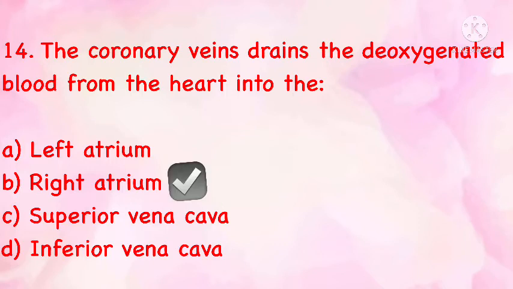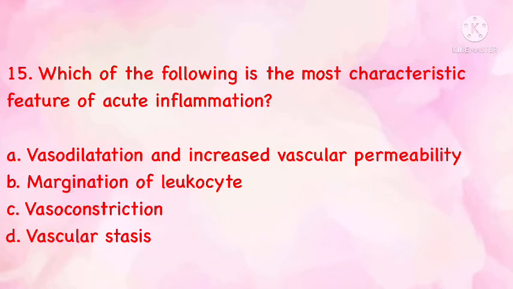Right atrium. Which of the following is the most characteristic feature of acute inflammation? Vasodilation and increased vascular permeability, margination of leukocytes, vasoconstriction, vascular stasis. Correct answer is A. Vasodilation and increased vascular permeability.